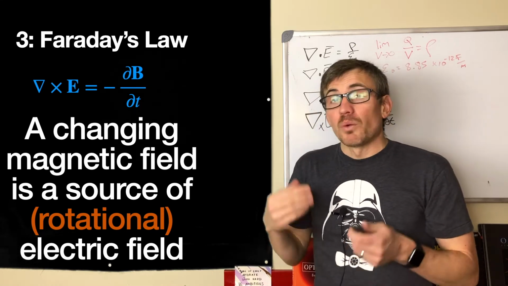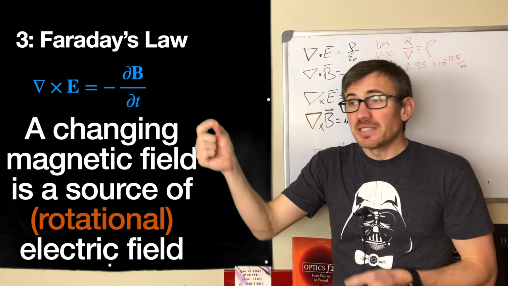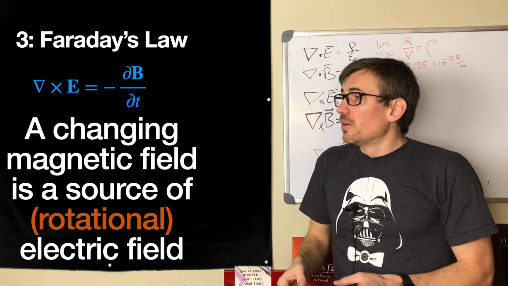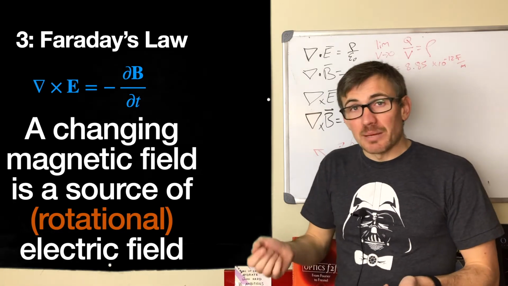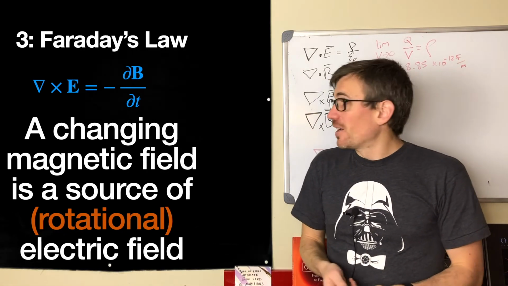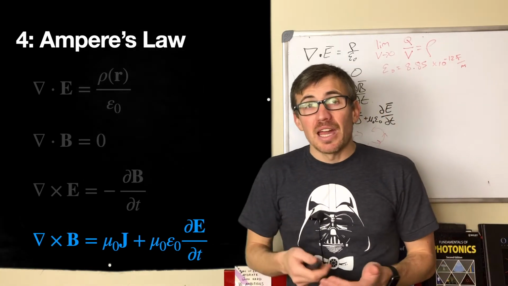This is what we have so far, is that we can have static charges that are just sitting there in space. That creates electric fields. We have a wiggling magnet, a changing magnetic field. That creates a different type of electric field. So how do magnetic fields ever get there? Well, that's our fourth Maxwell equation, Ampere's Law.